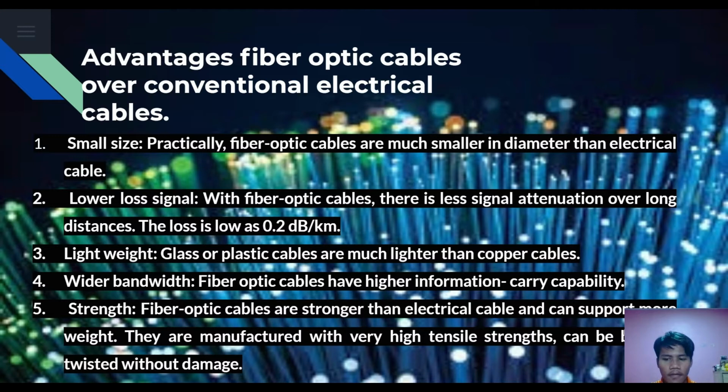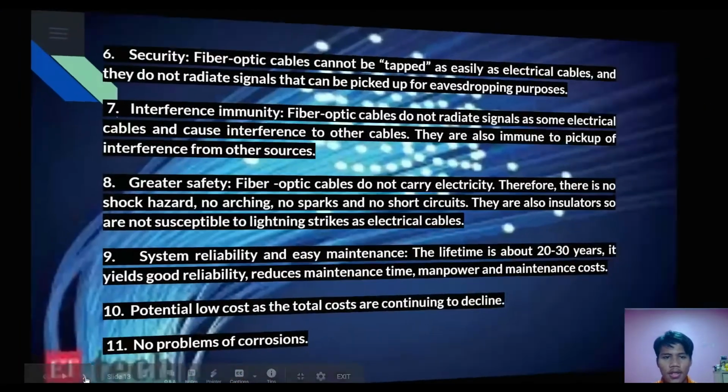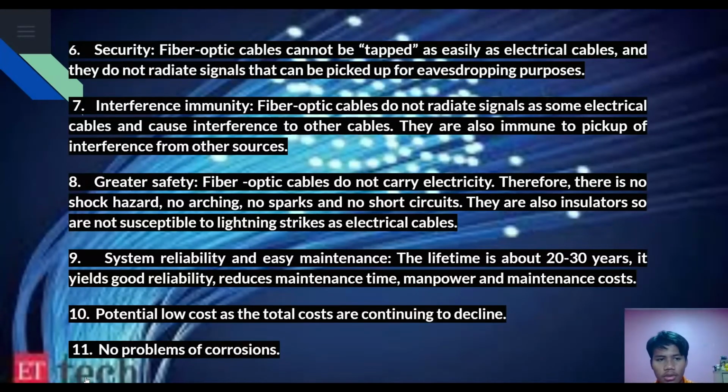Next, the security. Optic cables cannot be tapped as easily as electrical cables, and they do not radiate signals that can be picked up for eavesdropping purposes. Next, interference immunity. Fiber optic cables do not radiate signals as some electrical cables do, which causes interference to other cables, so they are immune to picking up interference from other sources.